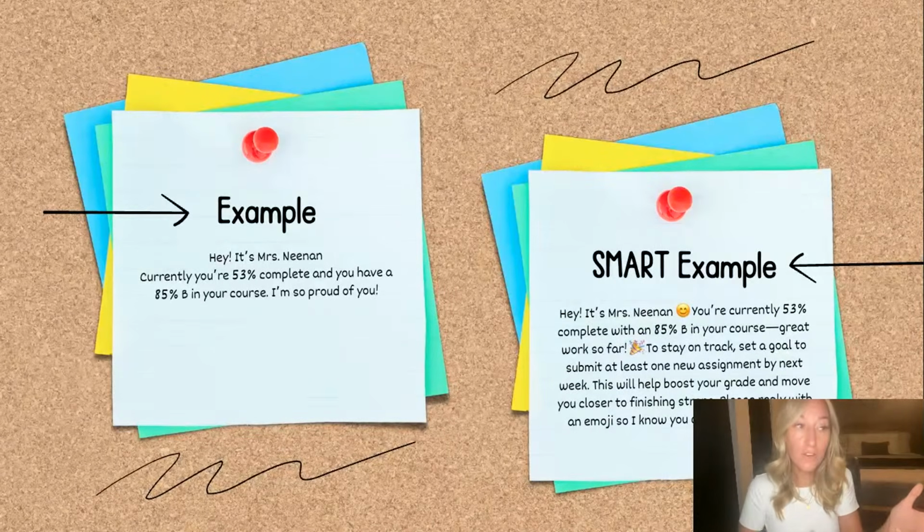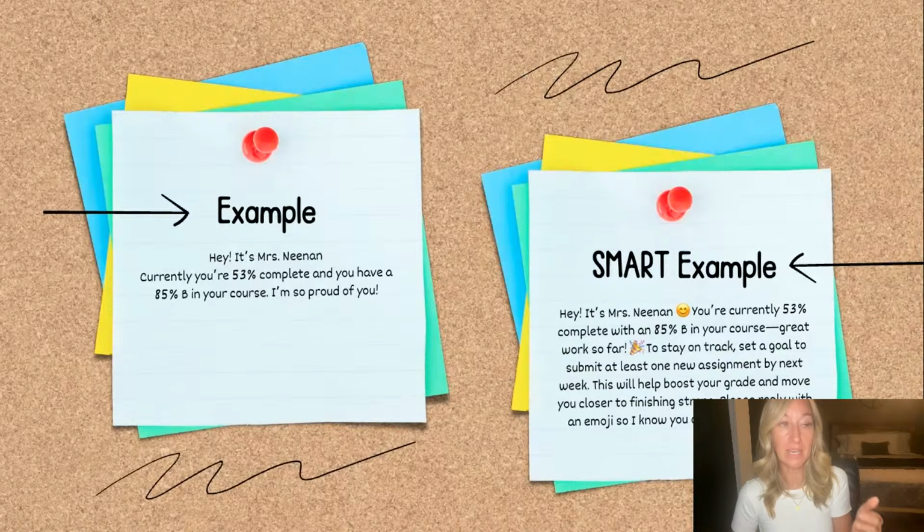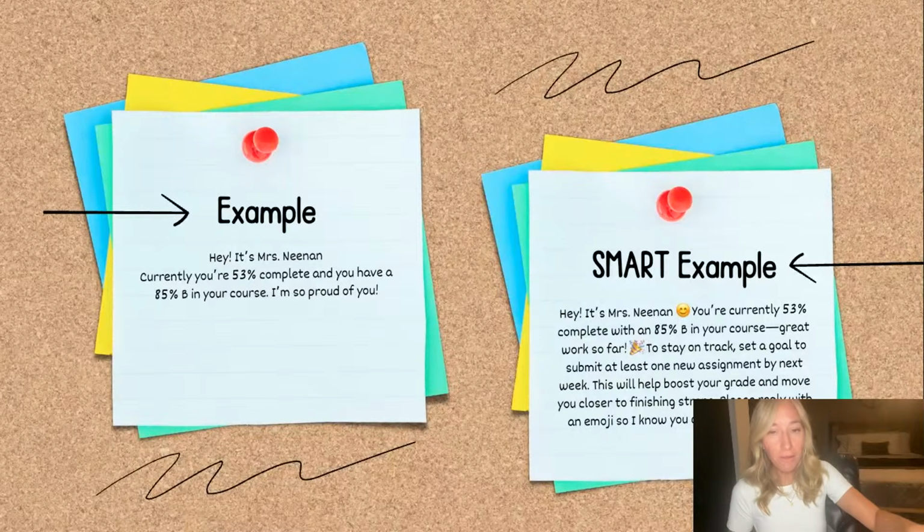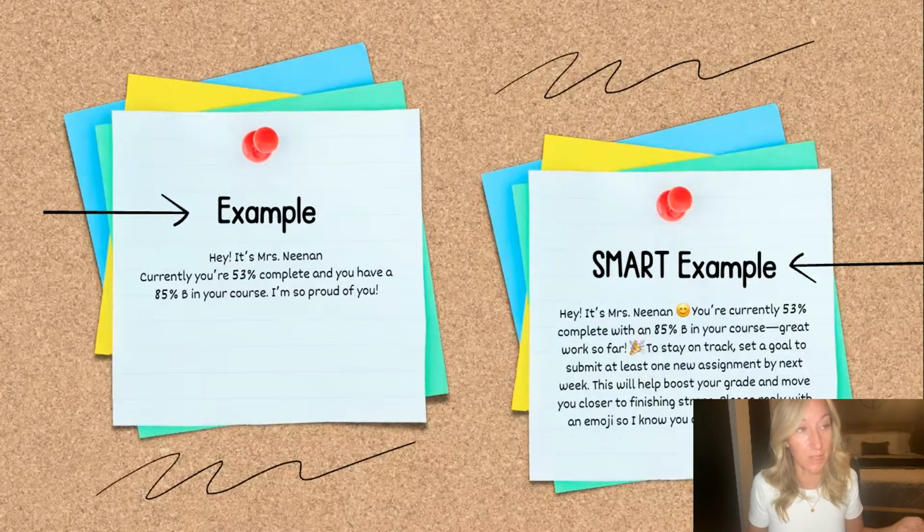Okay. So this first example is, hey, it's Miss Neenan. Currently, you have a 53% complete and you have an 85% B in your course. I'm proud of you. I love that. I'm telling the kid I'm proud of them. I'm giving them directions. But what are they supposed to do with this, right? What are they supposed to do with this message? Read it and that's it, right? Check in their brain, they're good to go.